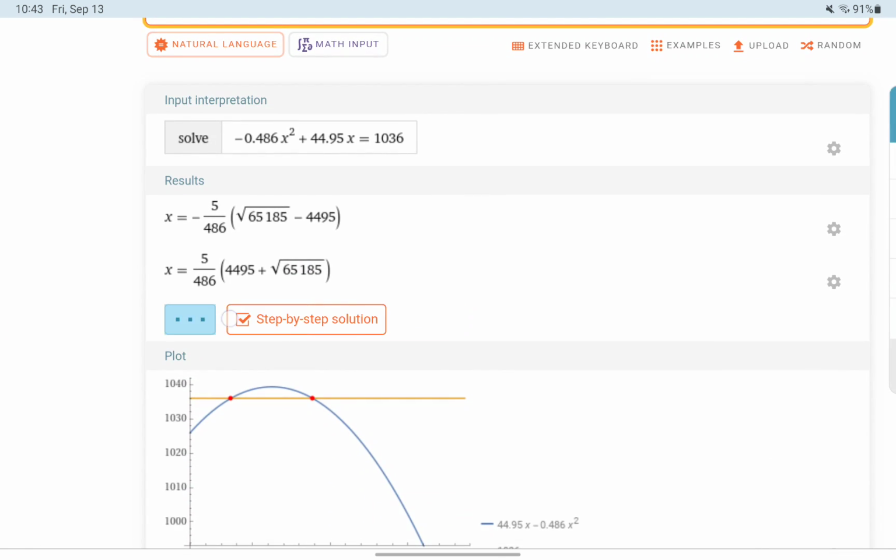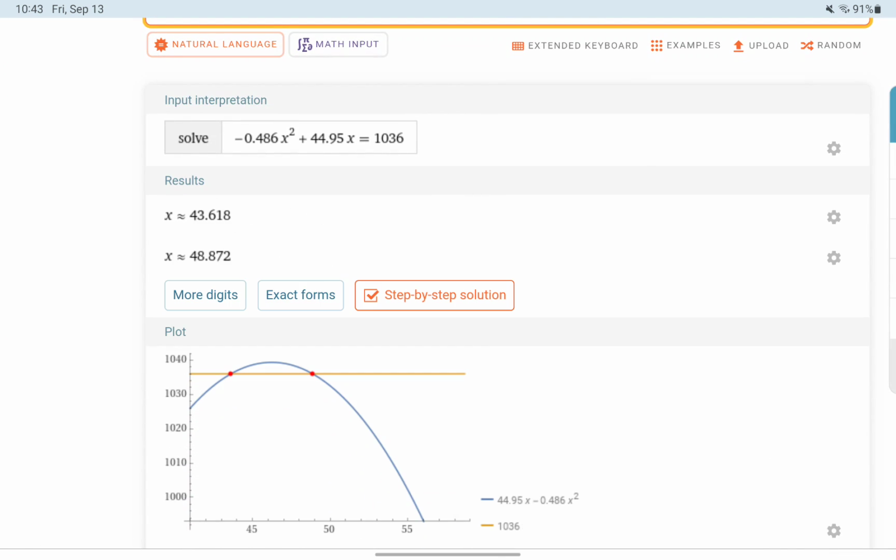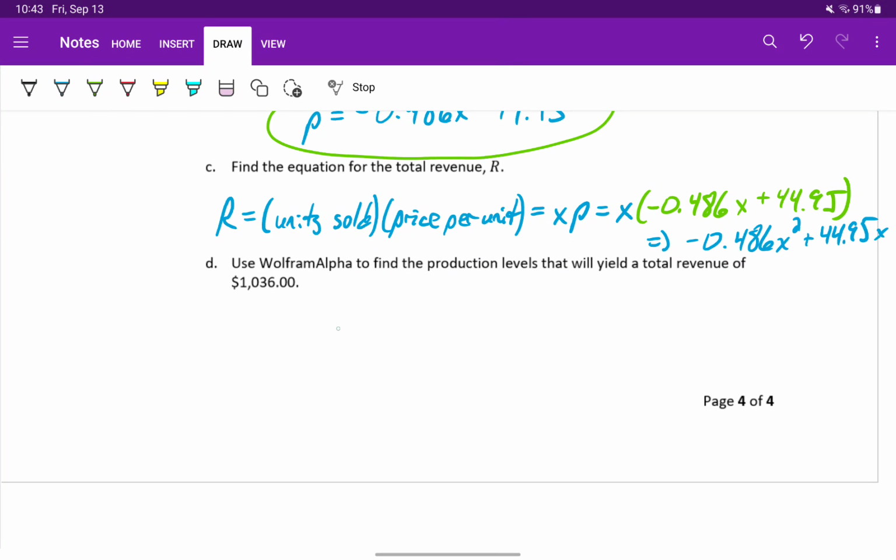We get two different values. Again, rounding to the nearest whole number since we're talking about units produced, this will give us two solutions of approximately 44 or 49 units. Meaning, when this store is selling either 44 or 49 units, then they're going to generate that total revenue of $1,036.